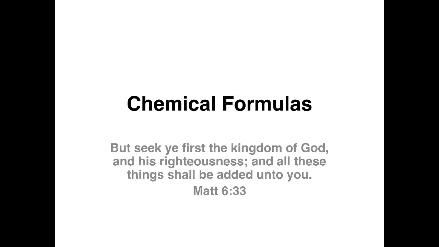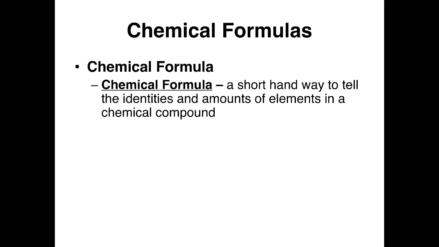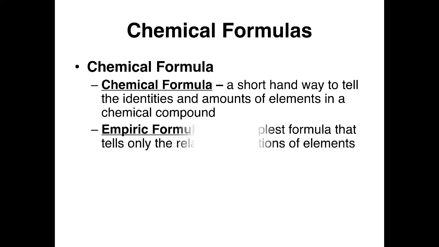We're going to start this quarter talking about chemical formulas. A chemical formula is a shorthand way to tell the identity and amount of elements in a chemical compound. The empirical formula is the simplest formula that tells only the relative proportions of the elements.